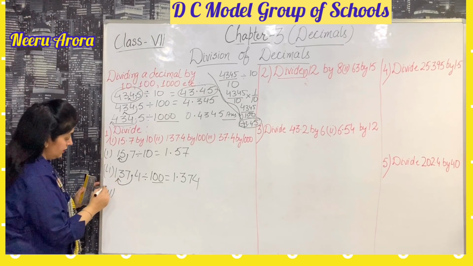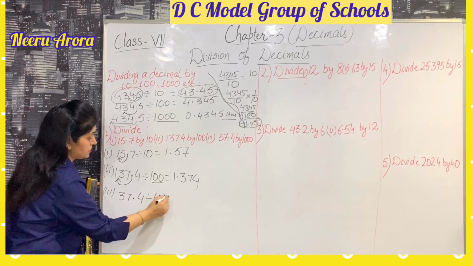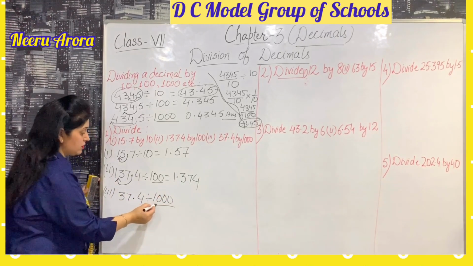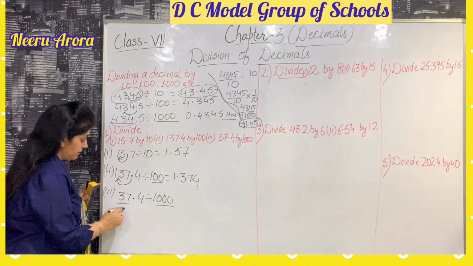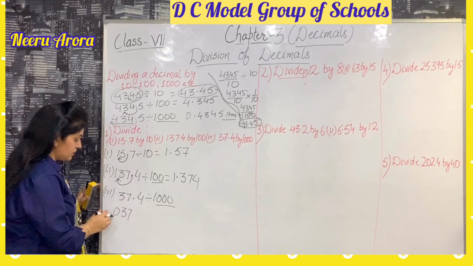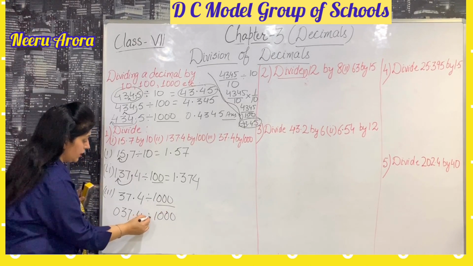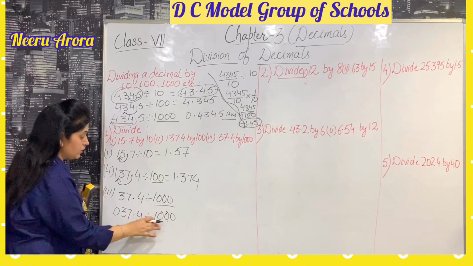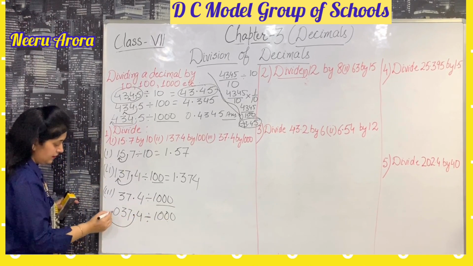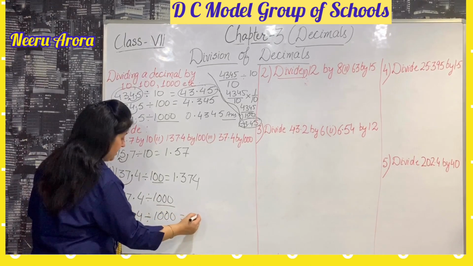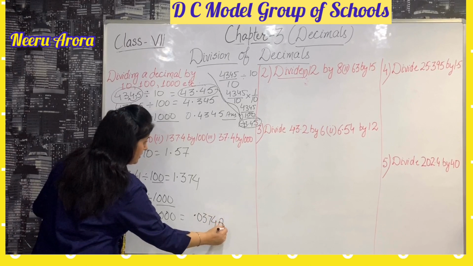Third, it is 37.4 divided by 1000. So see, here the number of zeros is 3, but the number of digits here is 2. We want to make it 3. So what will we do? We will put 0 in front. Now it is divisible by 1000. We are going to divide it by 1000. So we will shift this decimal to the left after 3 digits. So it can be written as 0.0374. This is our answer.